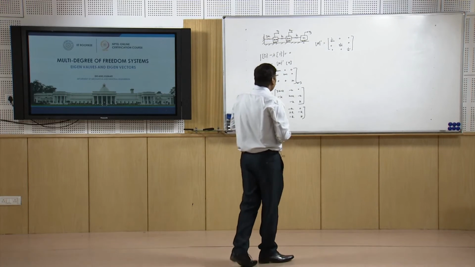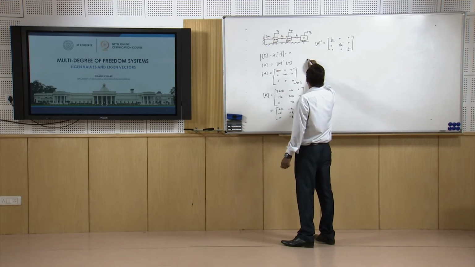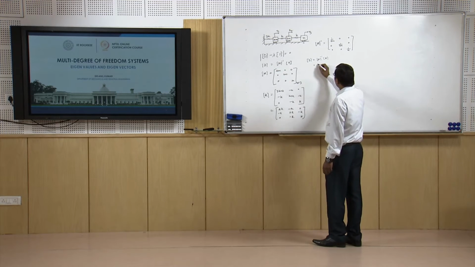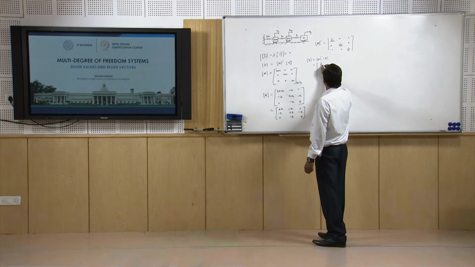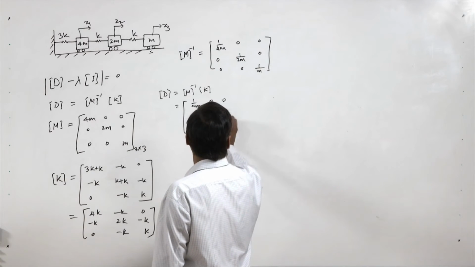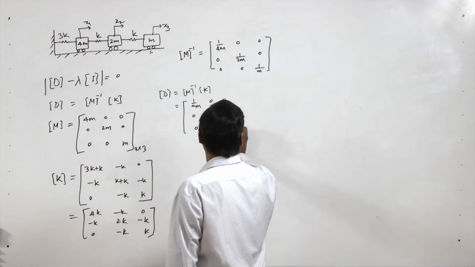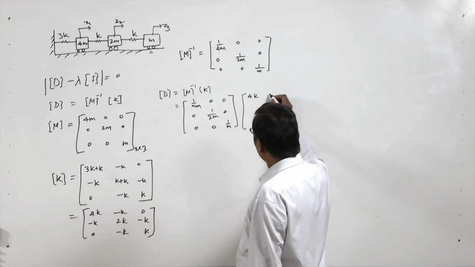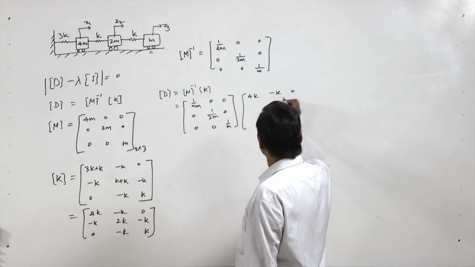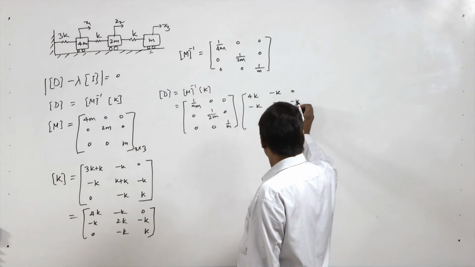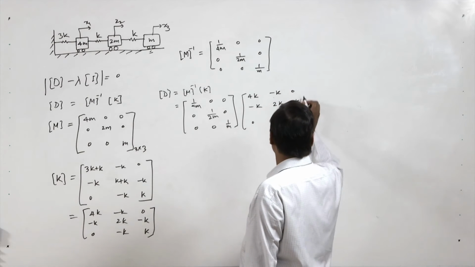Now we have to find the D matrix. So the D matrix is equal to M inverse into K. So we will have 1 by 4M, 0, 0; 0, 1 by 2M, 0; 0, 0, 1 by M. So this is M inverse, and the K matrix is 4K, minus K, 0; minus K, 2K, minus K; 0, minus K and K.